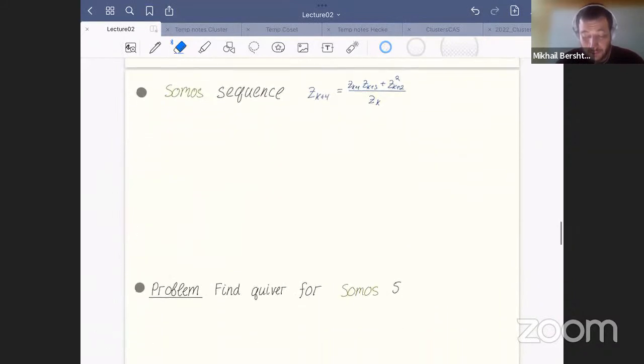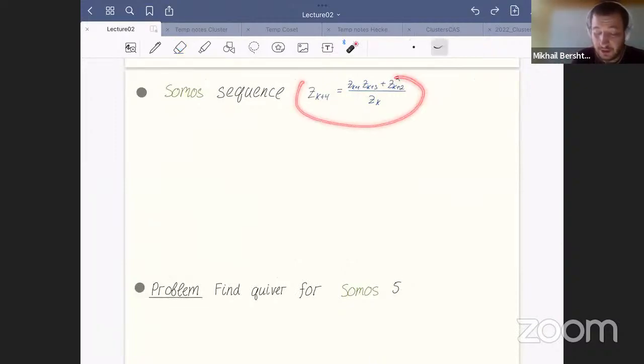I want to return to the problem which I mentioned in the first lecture. It is about the Somos sequence. In principle, the Somos sequence looks like the cluster story. Assume that we know z(k+1), z(k+2), z(k+3), and want to find z(k+4). Then we get a recursion relation: z(k+4) times some old variable is equal to some binomial.